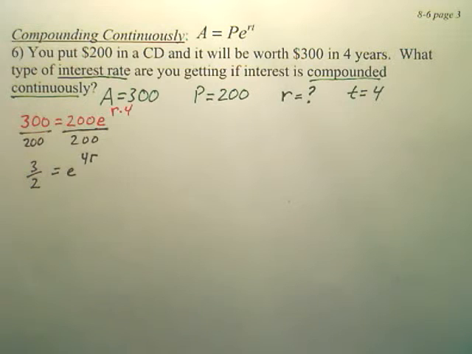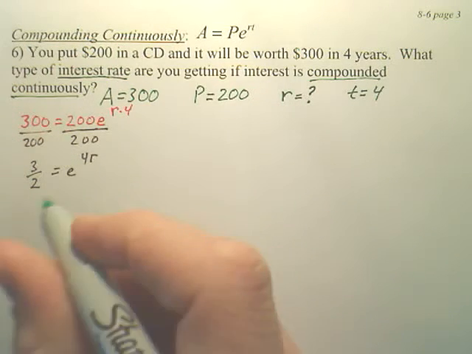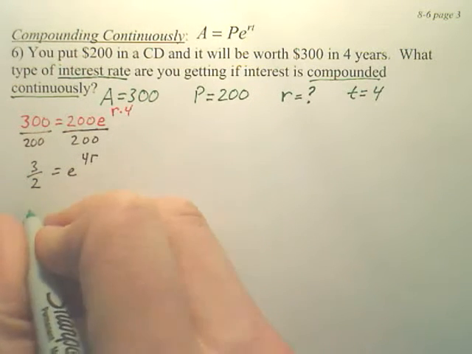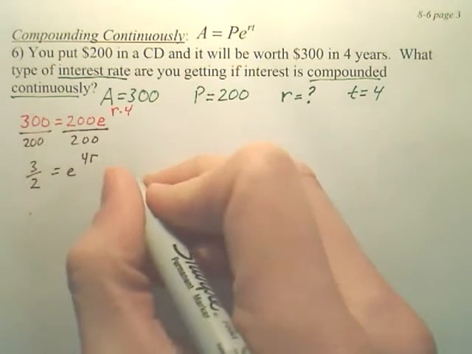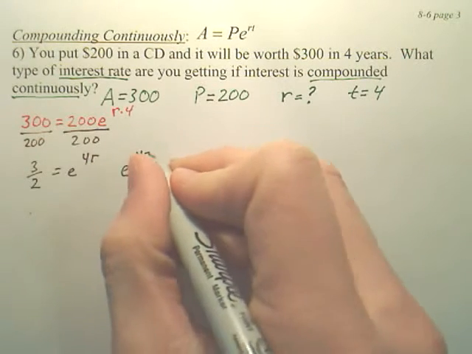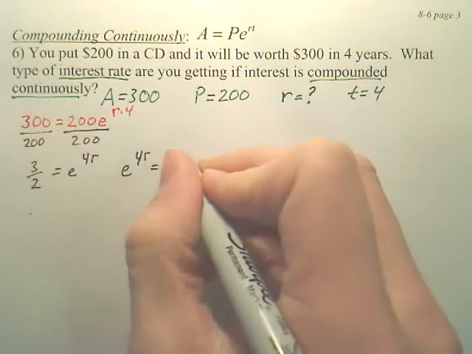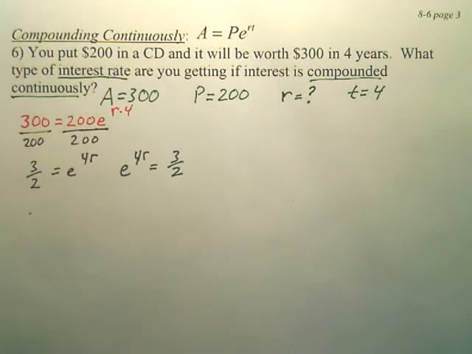Now, from there, I need to get that R out of the exponent, so I need to change it to a log. But I don't like it when the exponent's on this side, so I'm just going to rewrite it as E to the 4R equals 3 over 2. Is that cool? I just rewrote it, having the E on the left side.